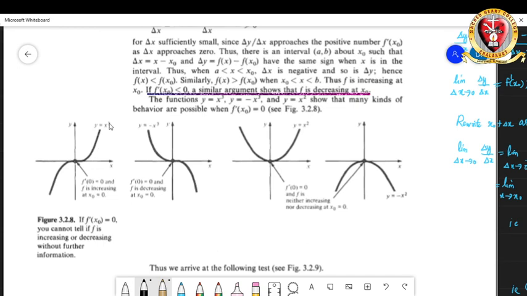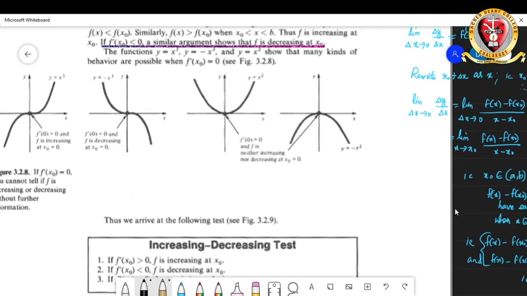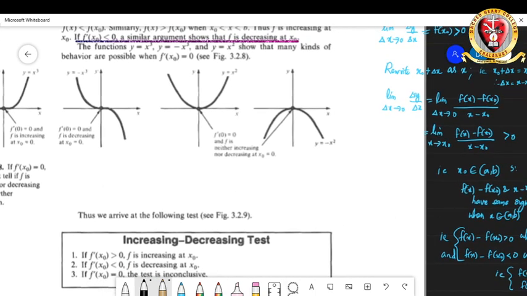So you also can see the different functions. f of x is equal to x cube, f of x is equal to minus x cube, f of x is equal to x square, and f of x is equal to minus x square, and see how the function behaves at 0. See here the function is changing sign from negative to positive. Here the function is changing from positive to negative. Here the function is neither increasing nor decreasing. Here also the function is neither increasing nor decreasing. So you have to become familiar with these functions and make a good notion about the same.